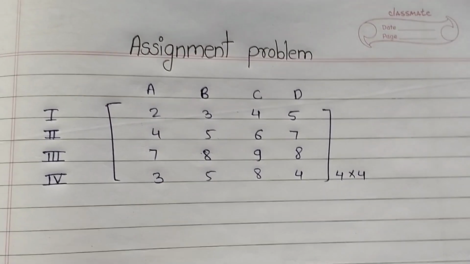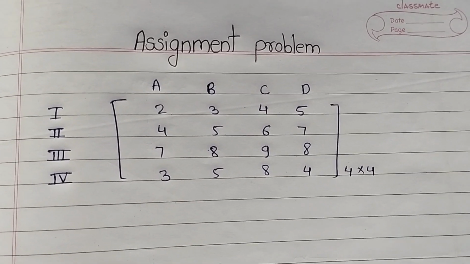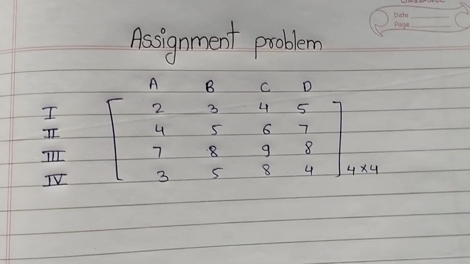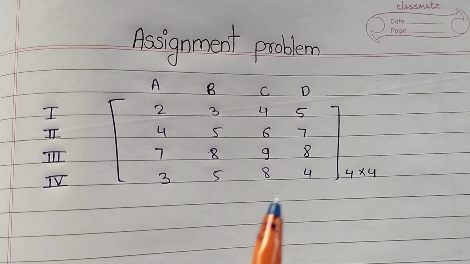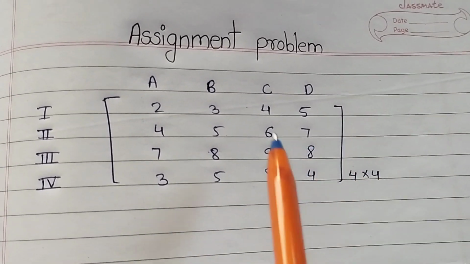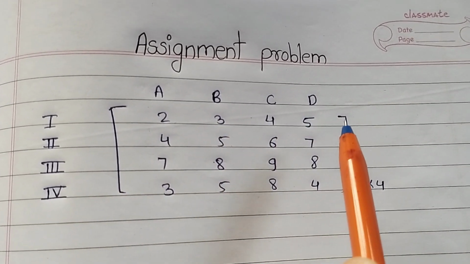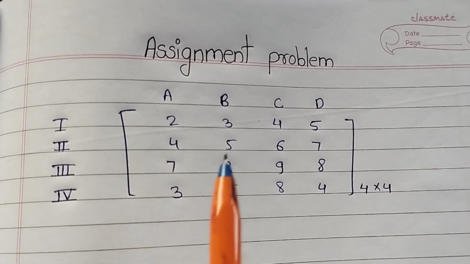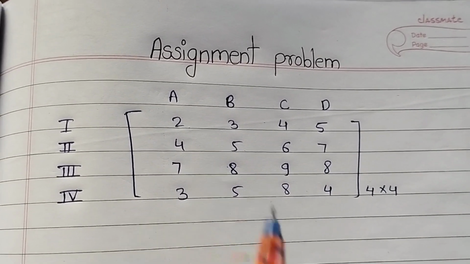First we understand the steps to solve the assignment problem. The basic two or three steps are the most important at the start of the assignment problem. The first step is to consider the cost matrix. Then the second step, find the minimum element. From the first row, 2 is the minimum. From the second row, 4 is the minimum. From the third row, 7 is the minimum, and from the fourth row, 3 is the minimum.